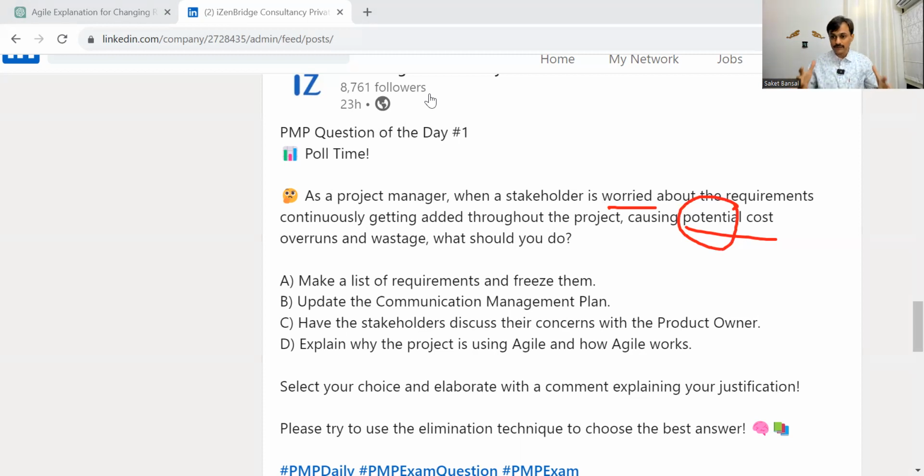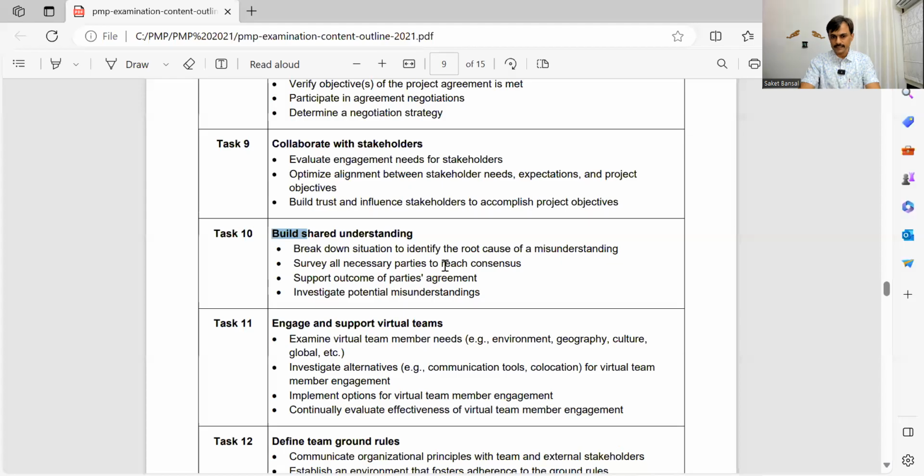We have a task in our PMP exam content outline, which I'm showing to you, to build shared understanding. So you need to ensure that whenever this situation happens, we go into the root cause of the misunderstanding. We ensure that there is a shared understanding about the requirement, about the priority, and about the process. Looks like in this particular case, the person does not have a shared understanding about the process. The person is concerned. It is not communicated well.